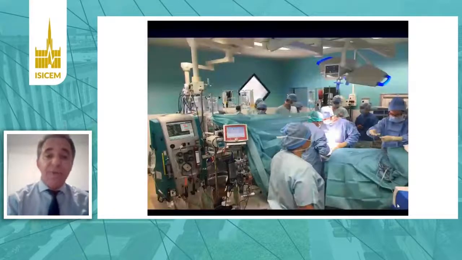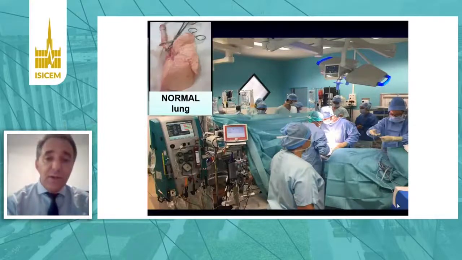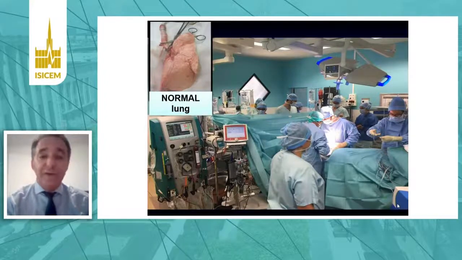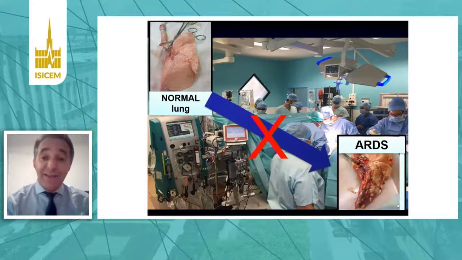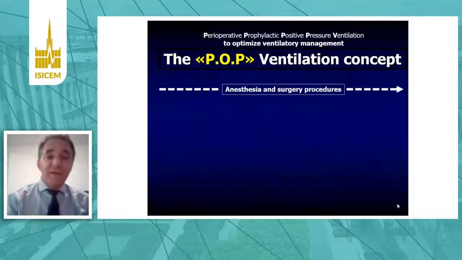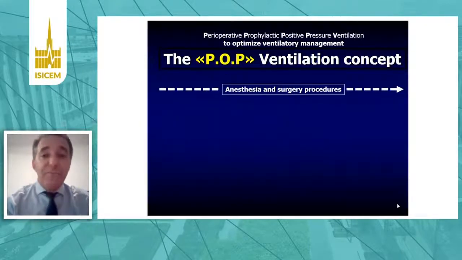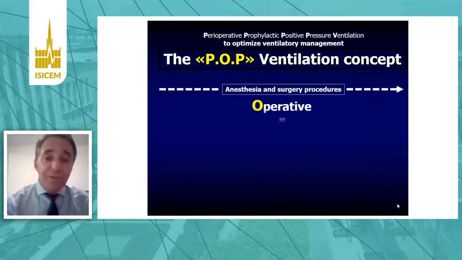So in the operating room during surgery, we should try to optimize ventilatory setting and management to avoid this normal lung of the patient becoming an ARDS lung. This is a challenge of optimization. That's why we developed the POP ventilation concept with our team, which is the perioperative prophylactic positive pressure ventilation, to optimize ventilatory management. This includes the three parts of the perioperative period.